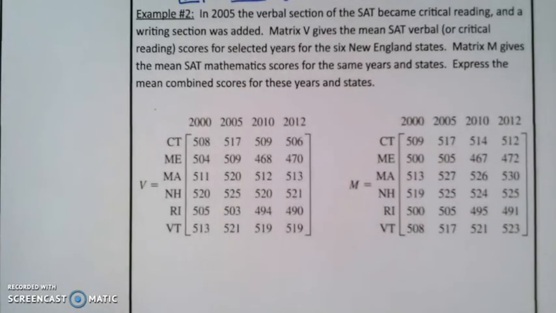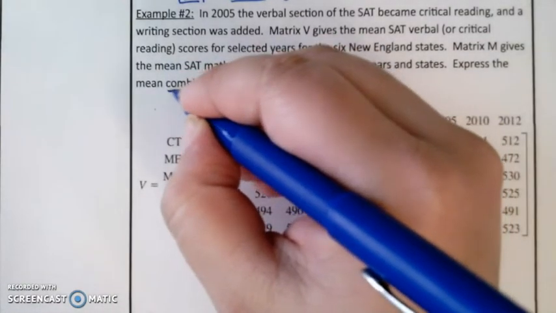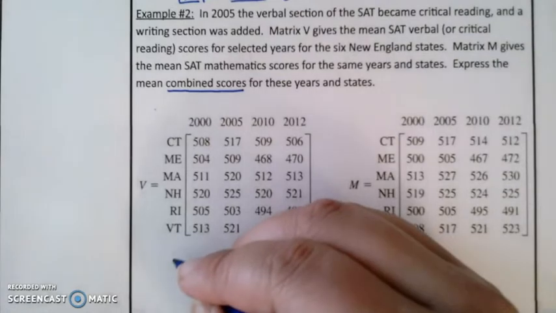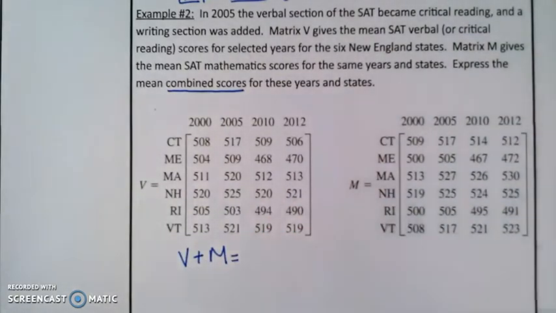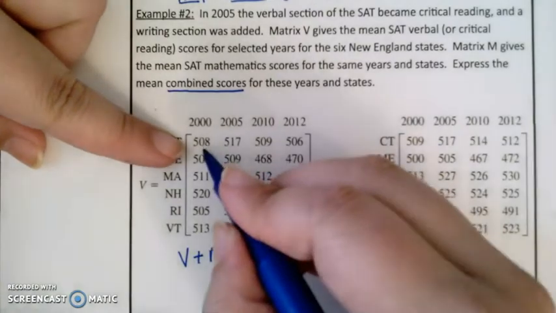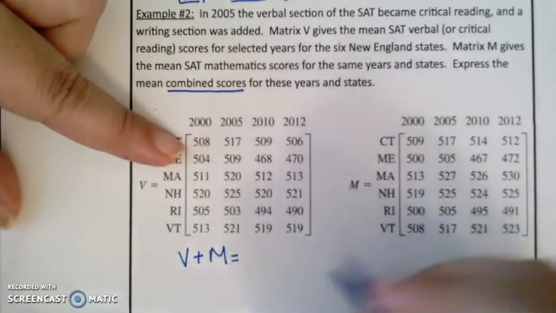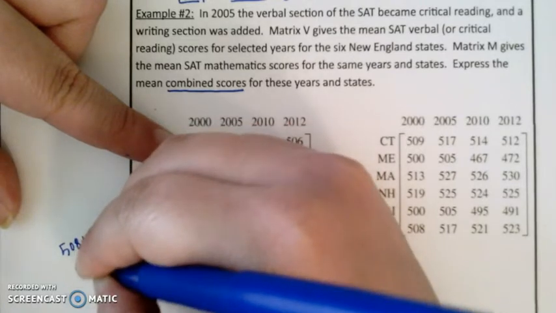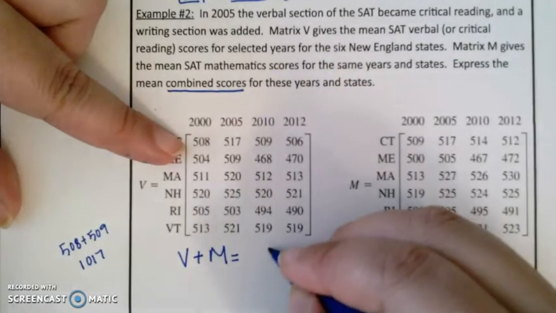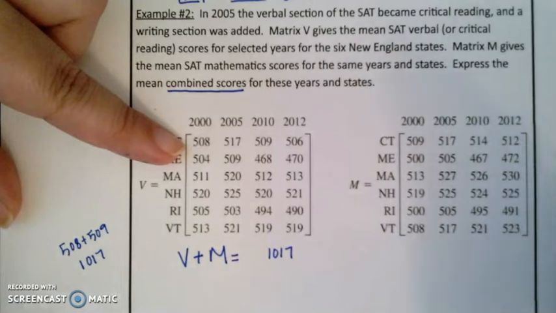All right, looking at example 2, we have this information about SAT scores, okay? And what we're looking for is the combined scores. Combined scores means we want to add. So we're looking for V plus M. Now remember, that's each element being added to the next. So I'll give you the first element and then I'll have you find the rest. So the first one, 508 plus 509 is 1017. So 1017 will be the first element.